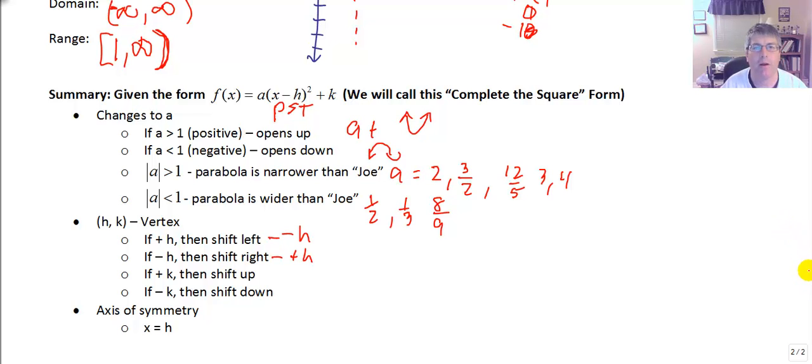So that wraps up our introduction to quadratics, and we will see you in class.